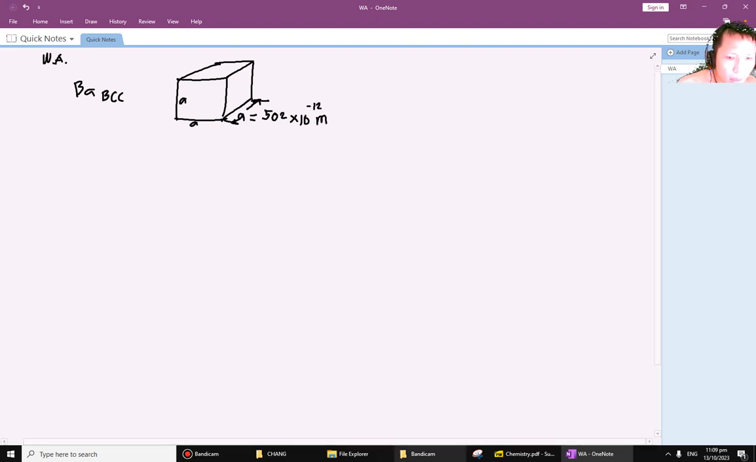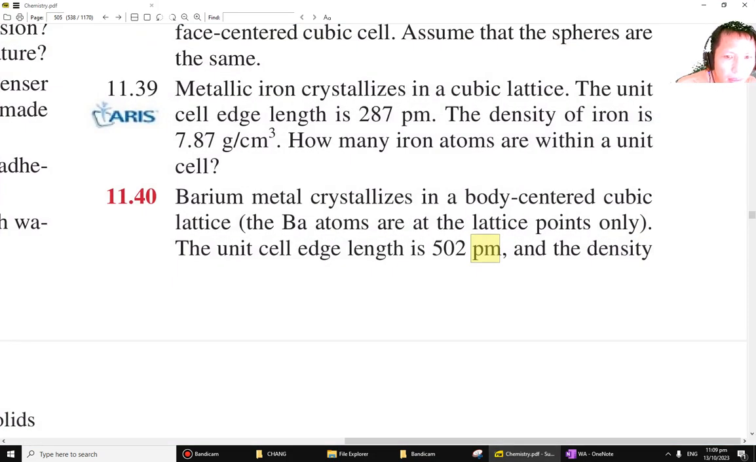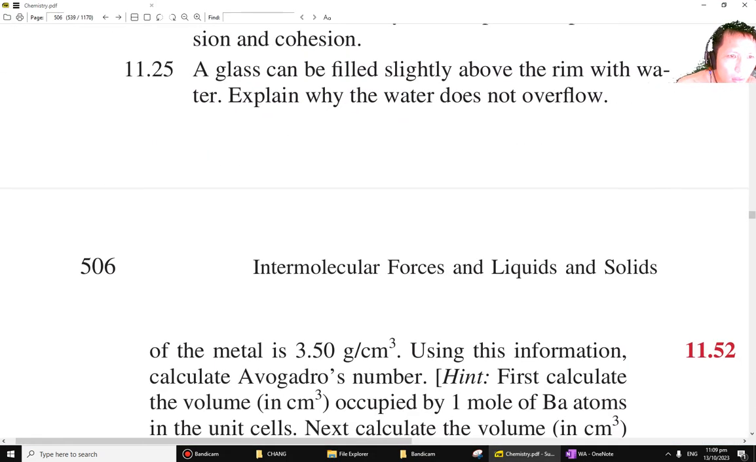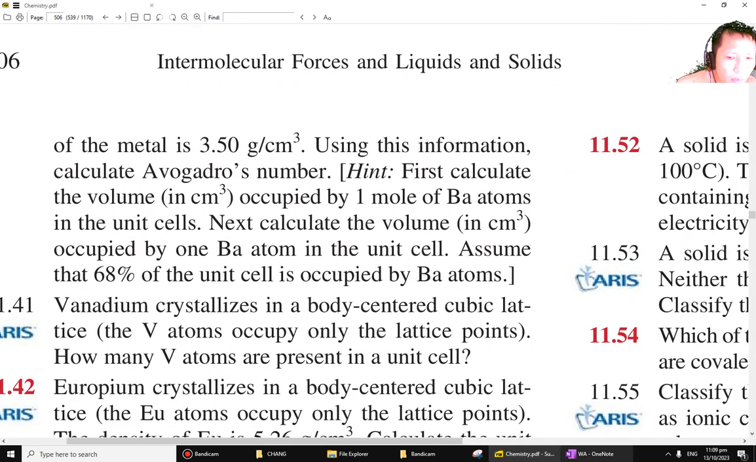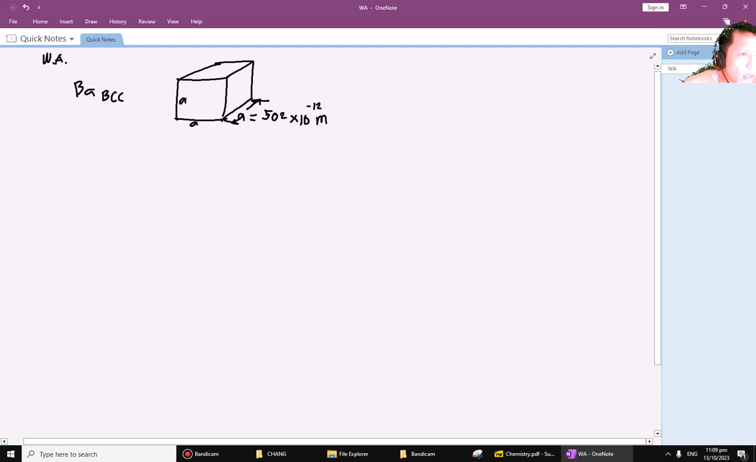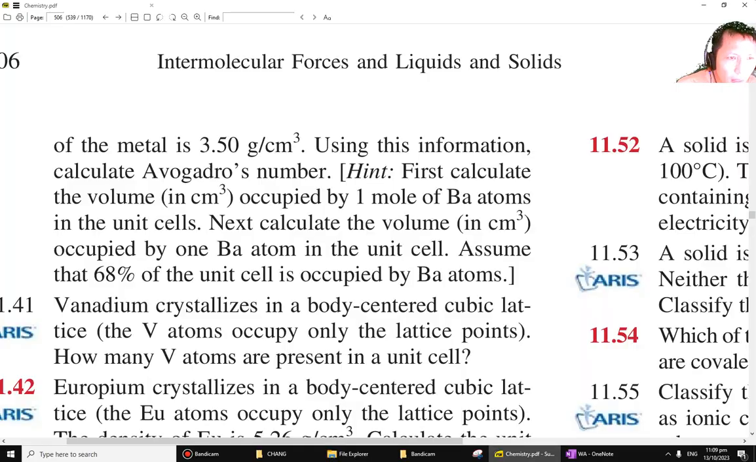Okay. And the density. So density is given as 3.50 grams per cc. So this is the physical density, 3.50 grams per cubic centimeter. So after that, using this information, calculate Avogadro's number occupied by 1 mole of atoms in a unit cell.